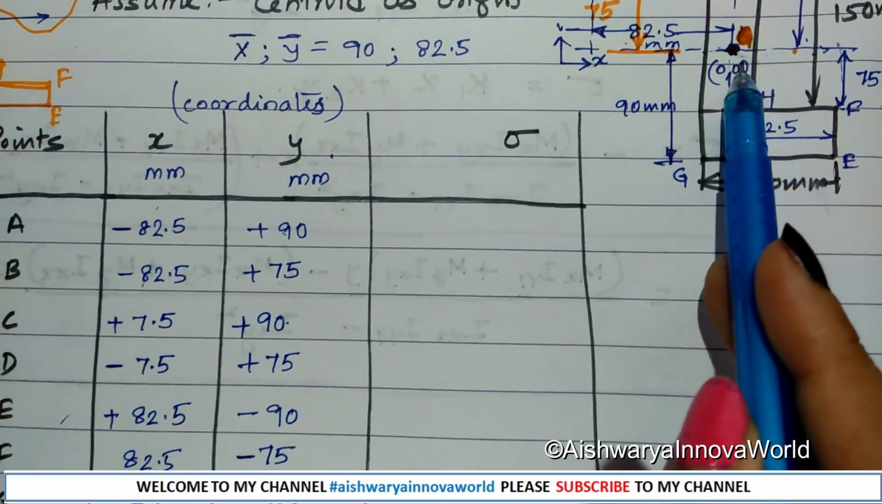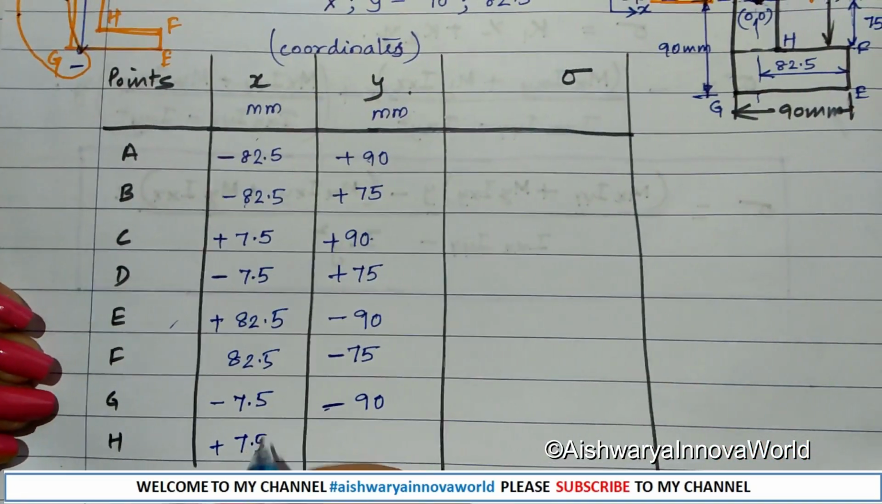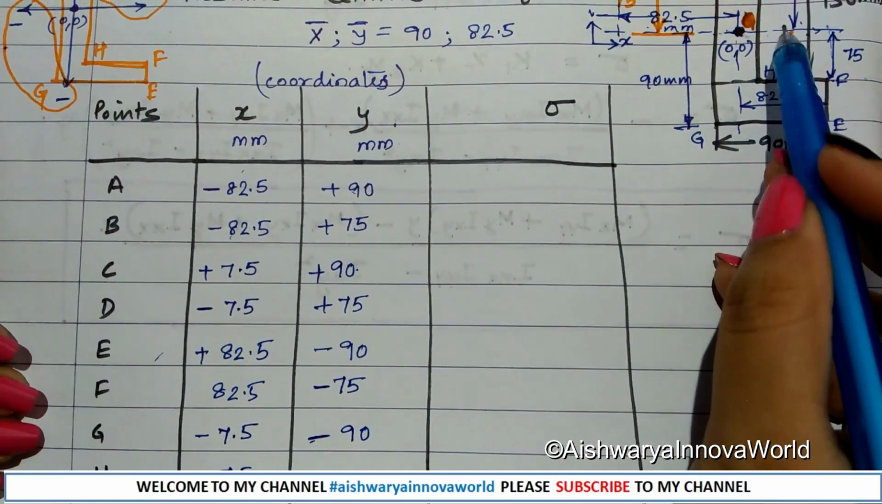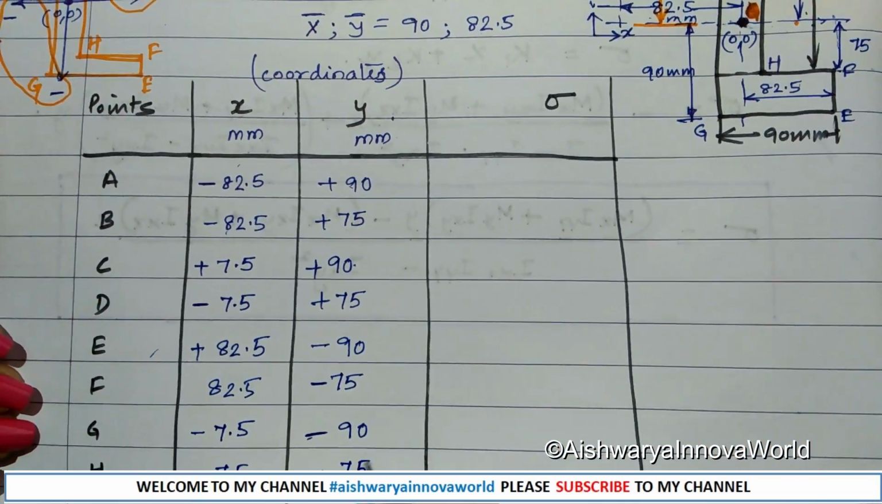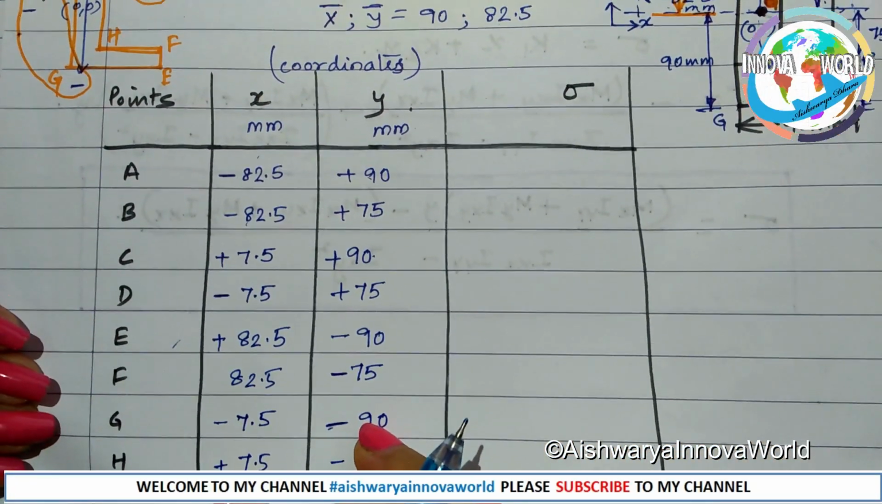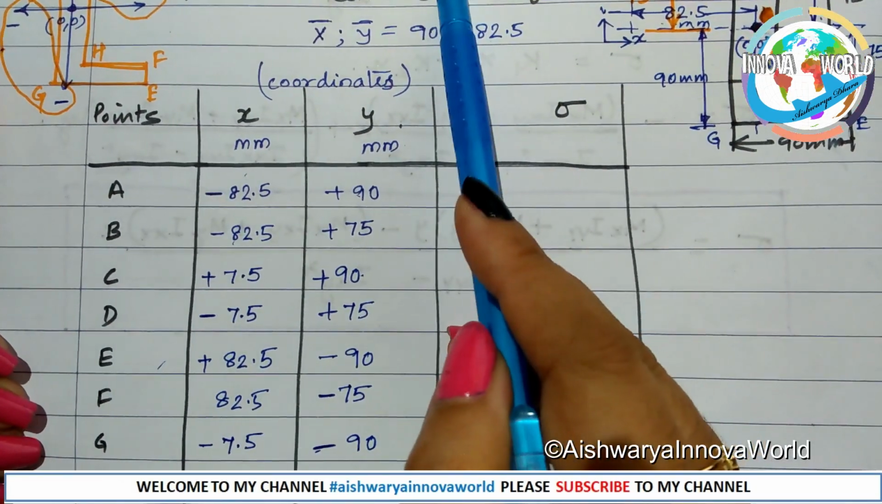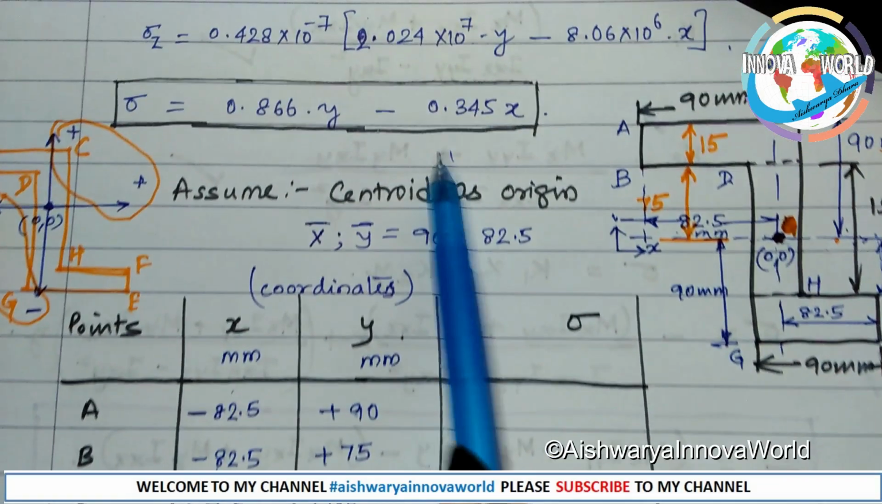What is H? This is on the right hand side. So plus how much? 7.5 distance. What is the y distance in the downward direction? So minus 75. Now from these coordinates, what we are going to do is substitute in this formula. Already I have said we are going to substitute in this formula.